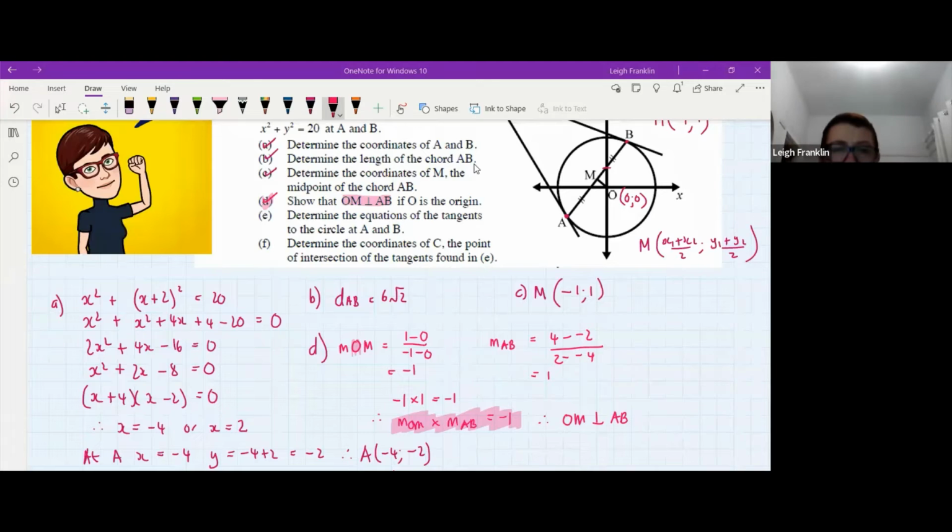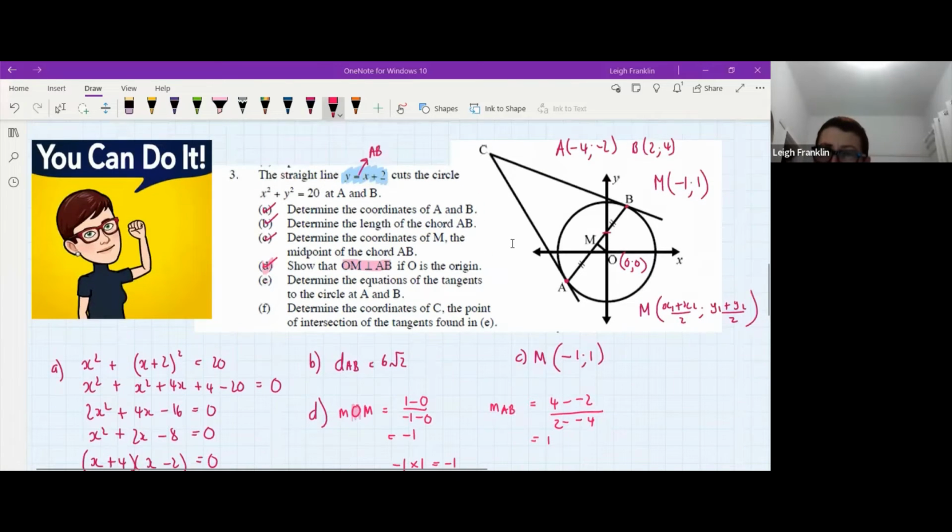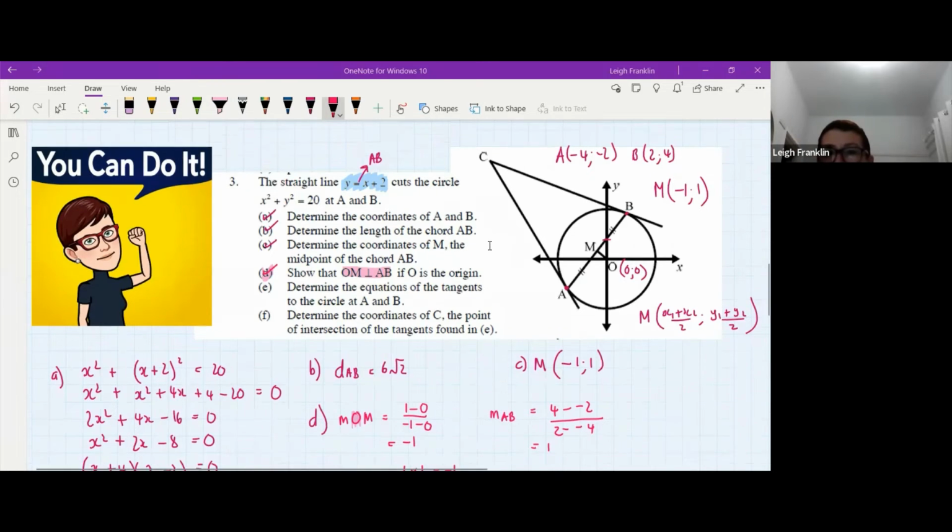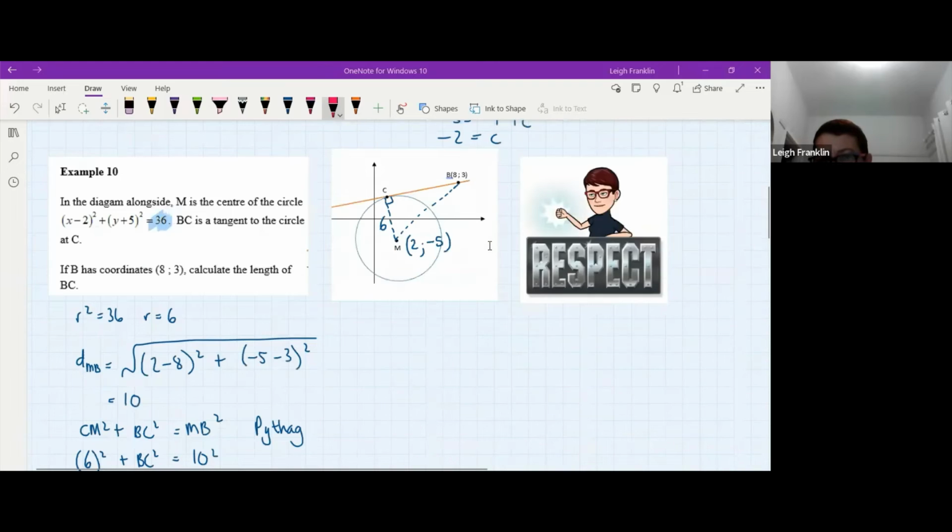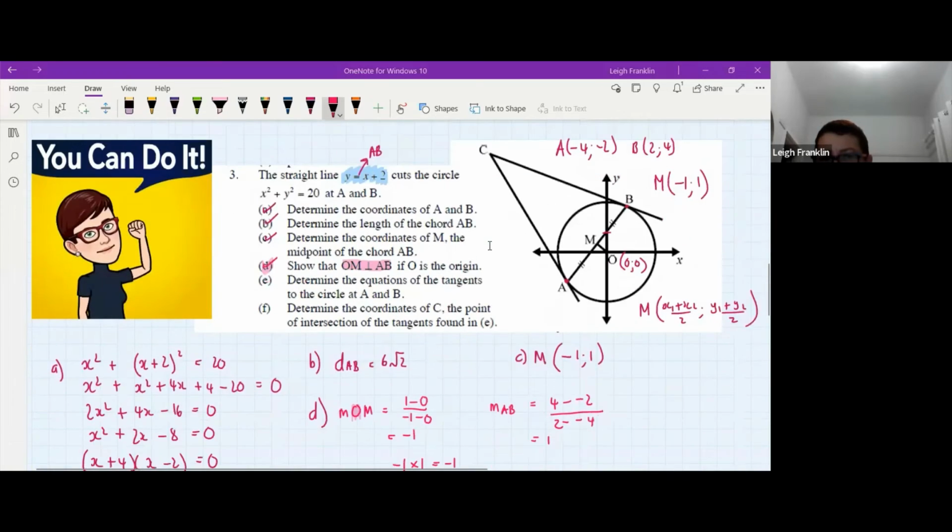Nice. Okay, so now let's move on. Determine the equations of the tangents to the circle at A and B. Now they want you to find the equations of the tangents. So put your thinking caps on and think about the previous example that I showed you and see how you can apply what we were doing there to this question. What are your ideas? I'll give you a couple of seconds to think about it, and then you tell me what you think we should do here.